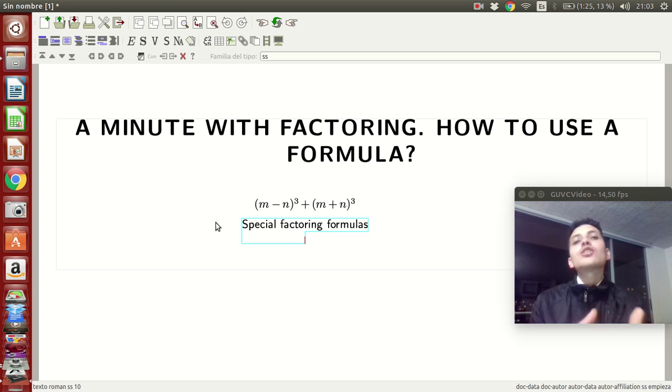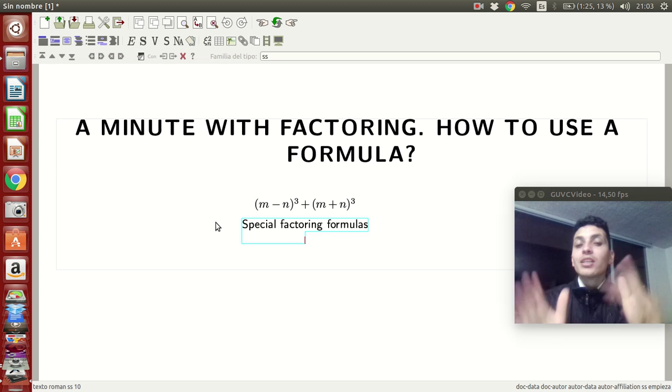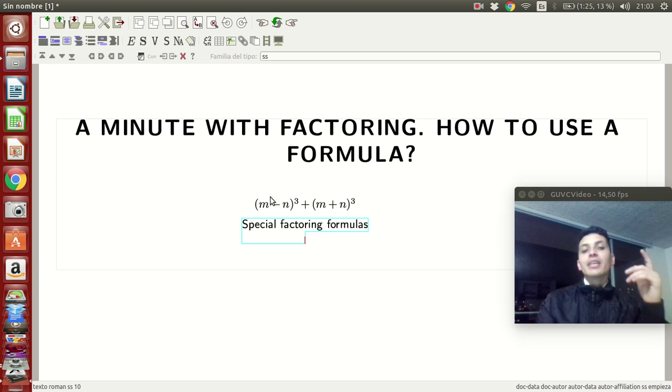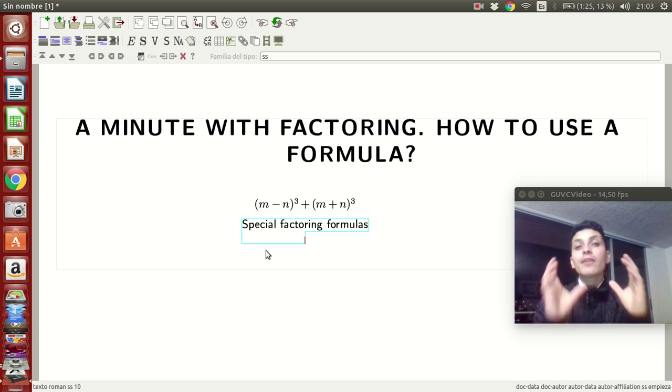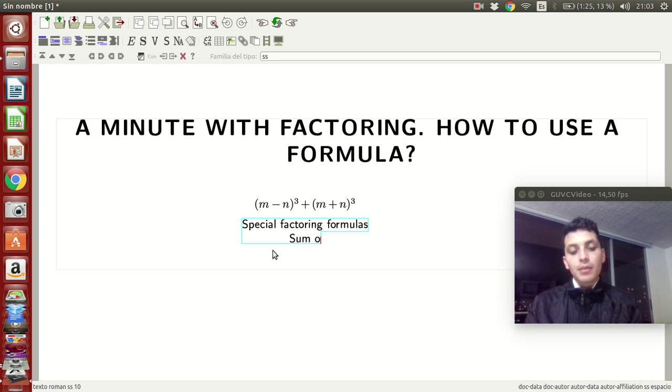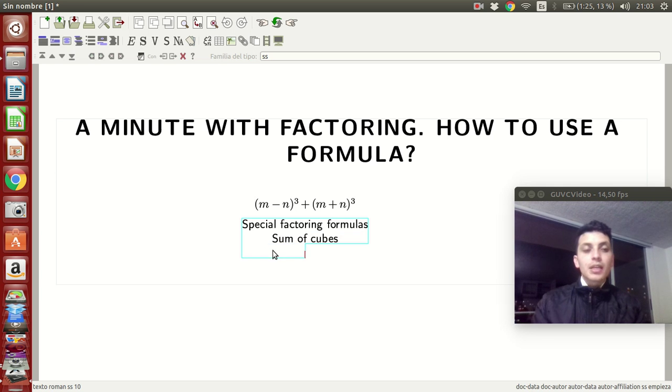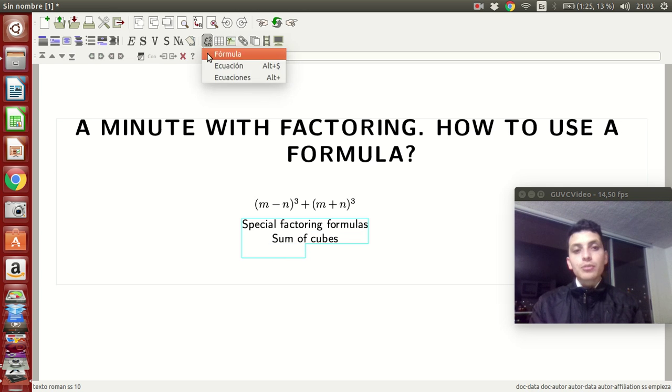Difference of cubes, so a difference as well. So you need to check a difference, a subtraction. It's not a subtraction, it's a sum. So it's a sum of cubes. And you have to check if you have cubes. Look at cube and cube. So sum of cubes. If you don't remember the formula, I'm going to write it for you.